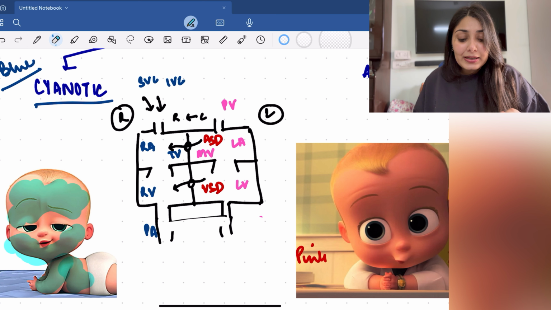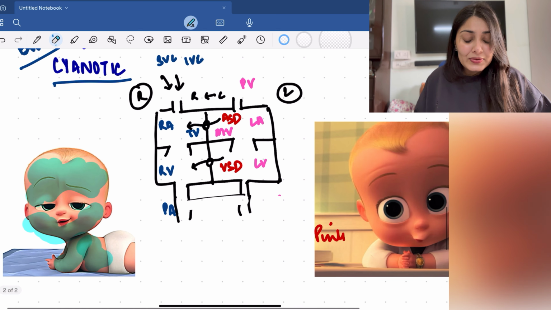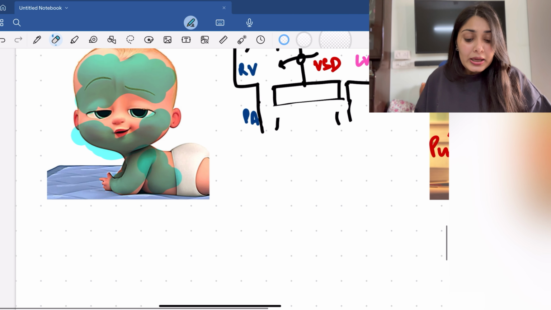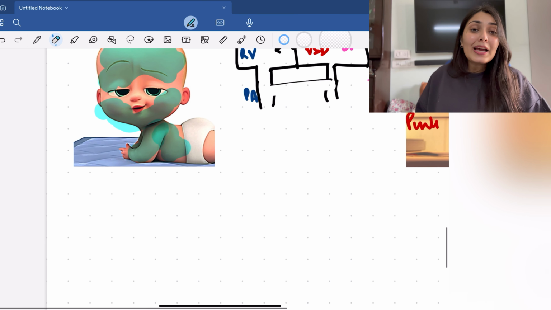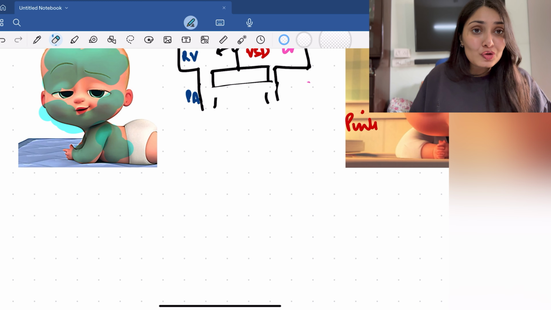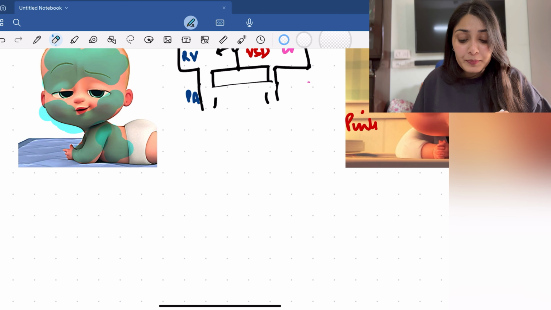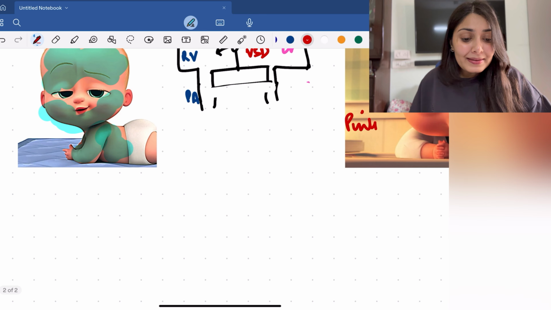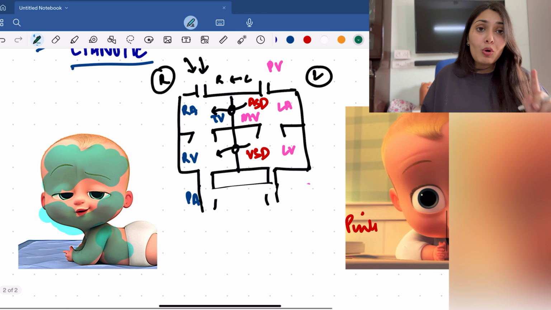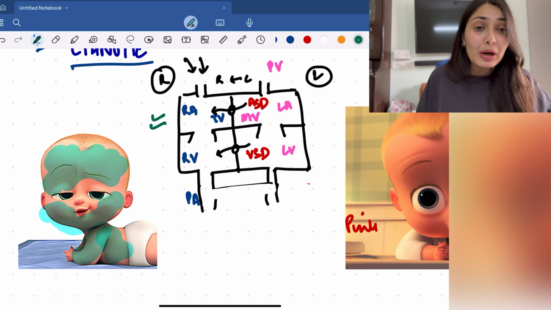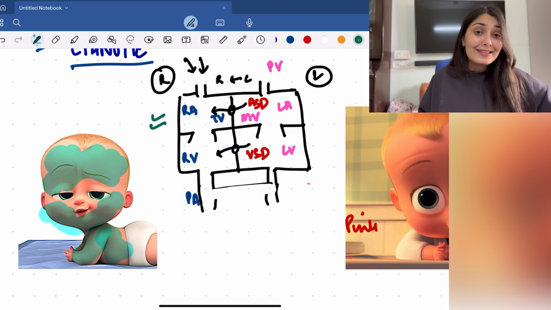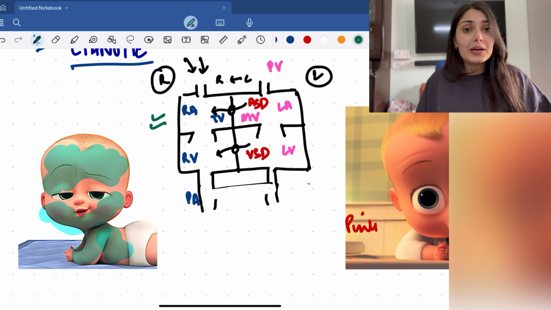So now let's come down to the cyanotic heart diseases. Broadly, I can classify the cyanotic heart disease as either restrictive type or constrictive type, right? What do I mean by that? I know that my right side of the heart is very important because it takes the deoxygenated blood from my body and sends it to oxygenation to the lungs, right?